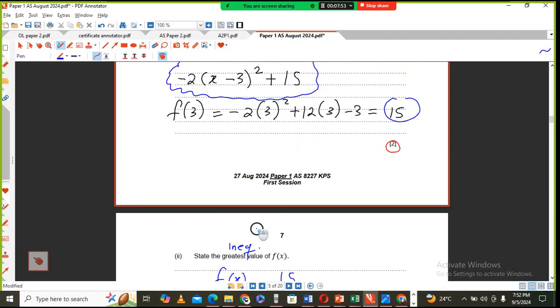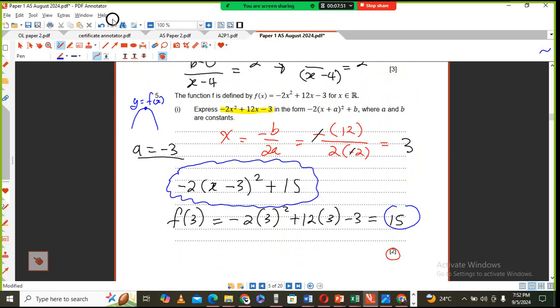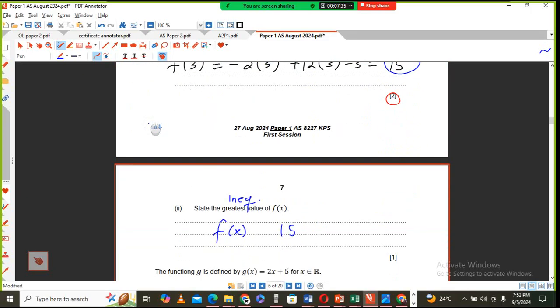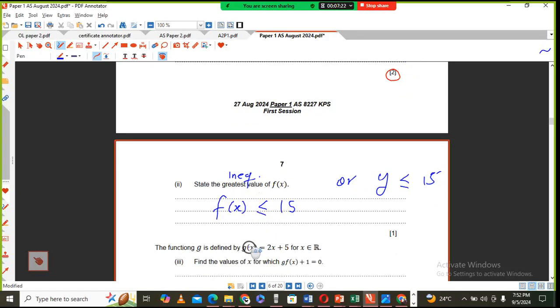And the way you write it is you could say the greatest value. This means you must give an inequality as an answer. What is the inequality? Is there any point that goes beyond this? If this is 15, is there any point that goes beyond it? No. So 15 is the highest or equal to 15. So the graph is going to be less than or equal to 15. That is what you were supposed to do here. You're supposed to say f of x is less than or equal to 15. We would even have accepted things like this, but not x with what I saw.